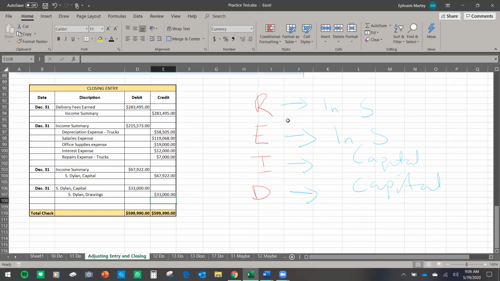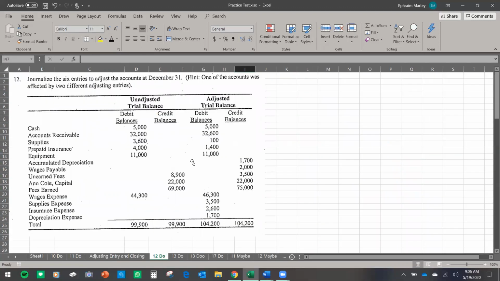Remember, you start with your revenue, expenses, income summary, and drawing. So you ask yourself, what is a normal account for revenue? It's credit. That means I'm going to debit it. Okay. Let's go to our next one. This is adjusting entry.